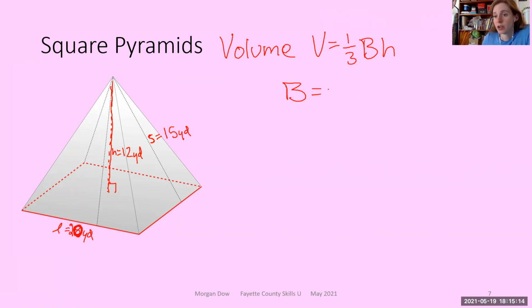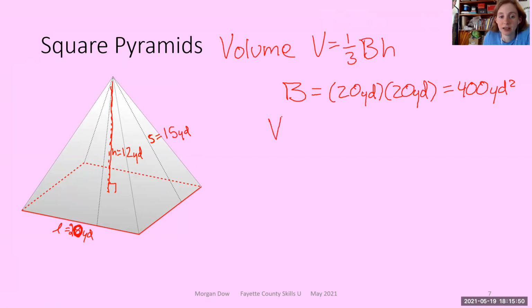Well, we can think of a square as just a type of rectangle, right? And the area of a rectangle is length times width. So we're going to do the length times the width, but with a square, the length and the width are the same thing, right? All four sides are the same. So I am just going to do 20 yards times 20 yards. And 20 times 20 is 400 square yards. So that's the area of my base.